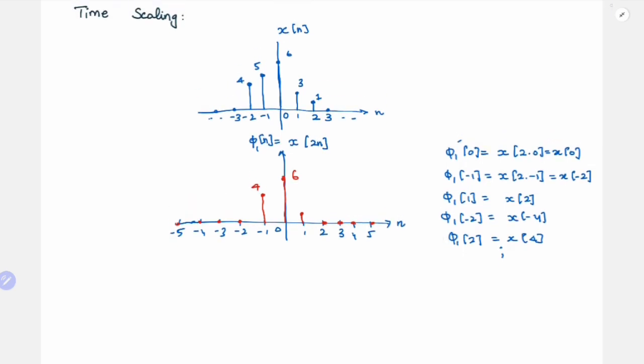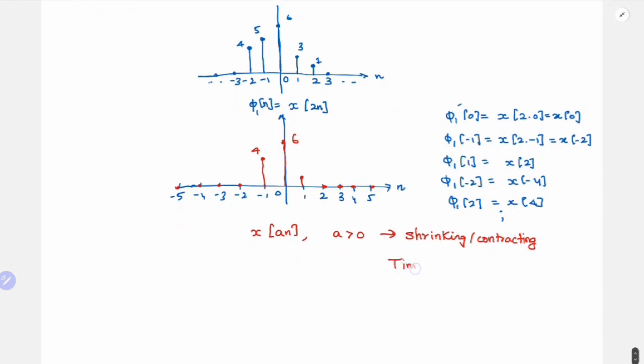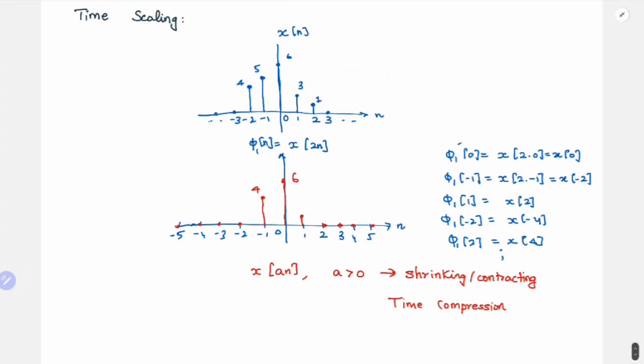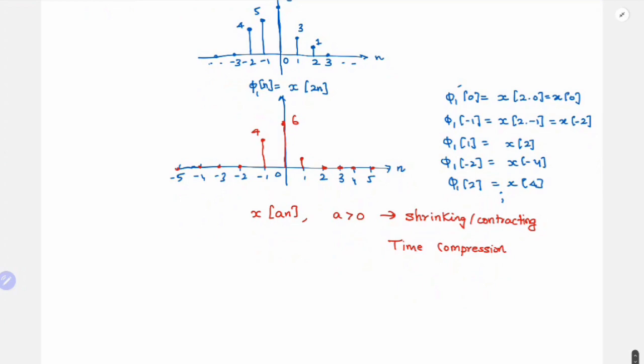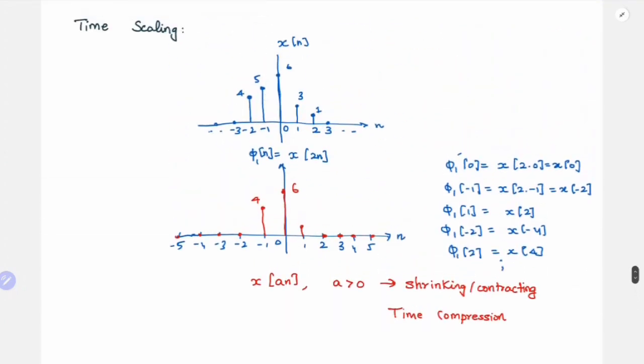So this is how you can generalize to scale the signal for x of a n with a greater than 0. And what is happening? It is shrinking or contracting, right? Initially the extent was from minus 2 to plus 2. Here it has gone from minus 1 to 1. So we call it time compression. Next we'll see time expansion. But you should also notice another problem here. Okay, we'll see it. So again, I'll take the same x of n.